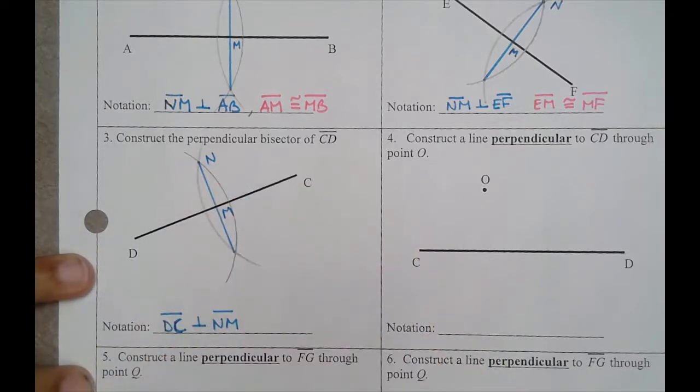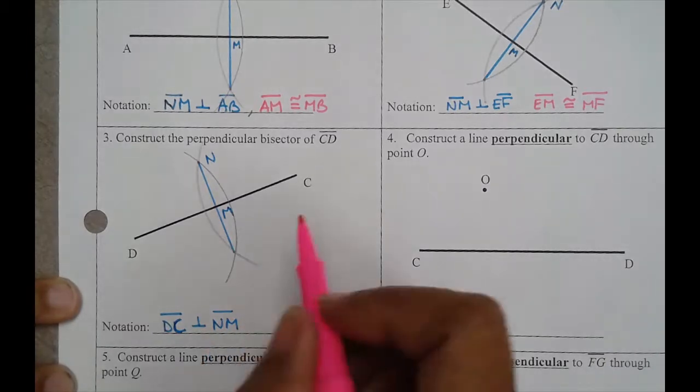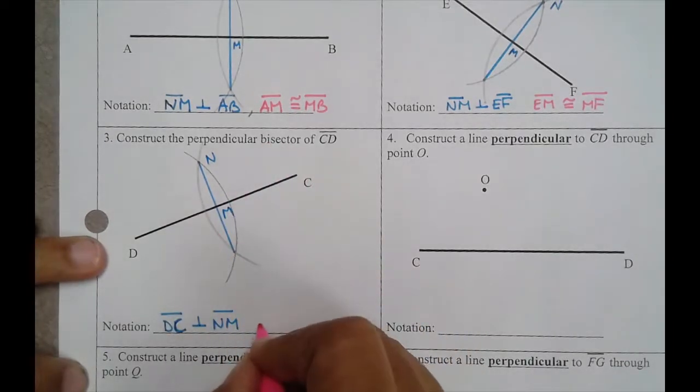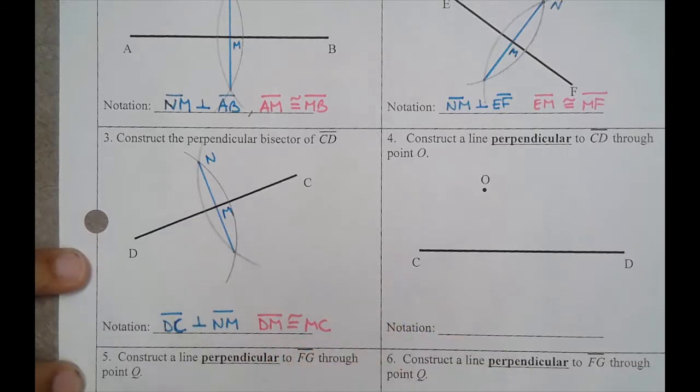Don't erase your paper just because you did it in a different order. You could say NM is perpendicular to DC. And you could switch the letters around. I could have said CD instead, and MN. All right, and then saying that this is congruent because it is a bisector, so you should have also said that DM, that segment, is congruent to MC.